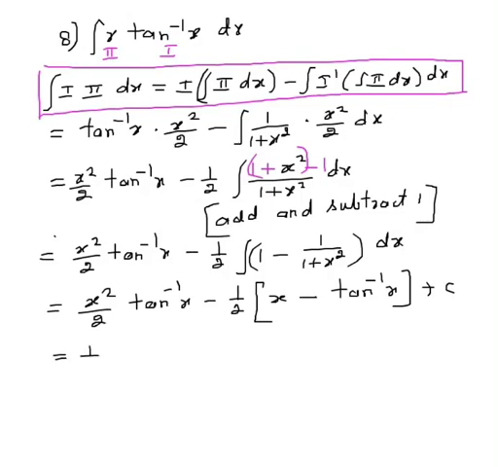Now we will combine tan inverse terms. Half is common, tan inverse of x is common. We get x square from the first term, and this is minus into minus plus half. Half is taken out, so it becomes plus 1, minus half x and plus c.